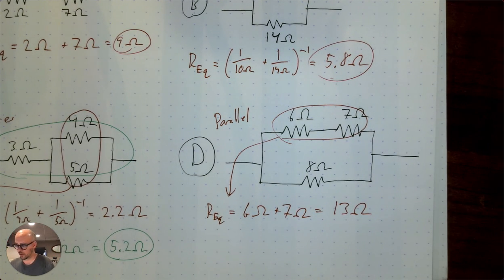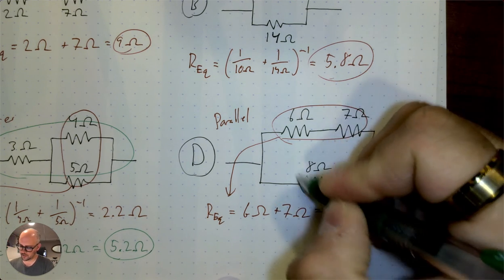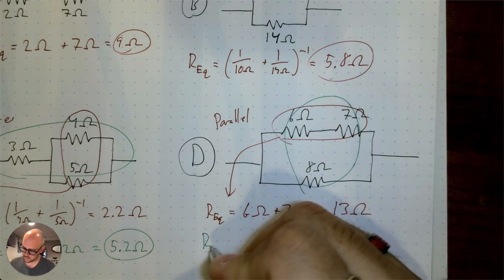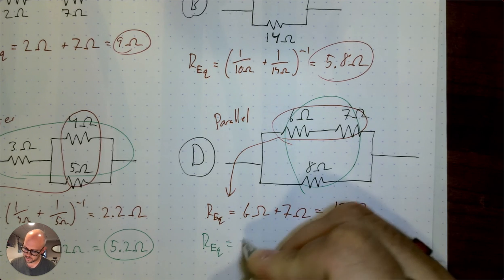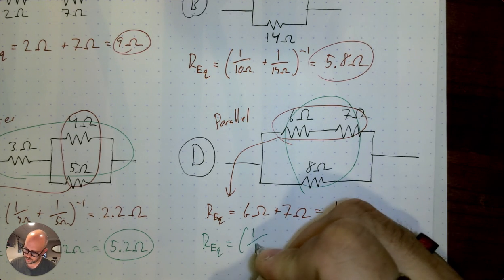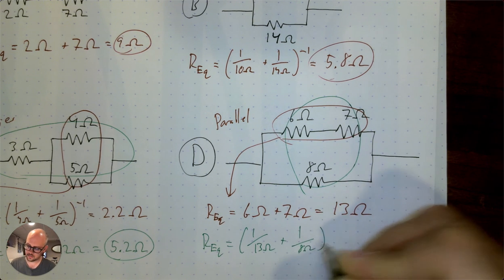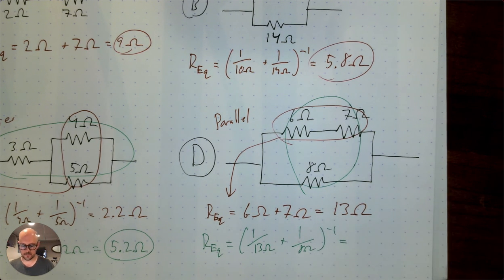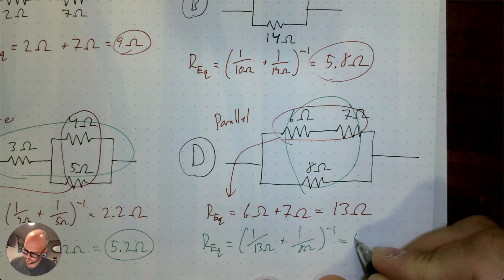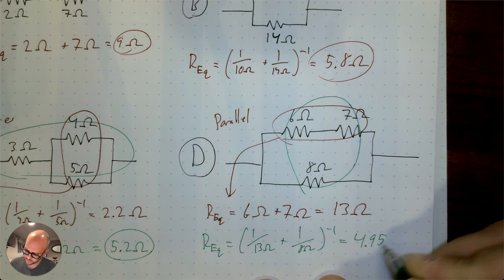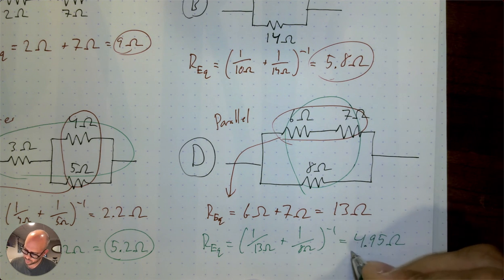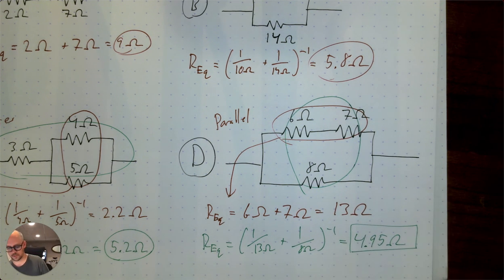Then I go to parallel, because that's the bigger part. I do this, and I say, okay, well, the equivalent resistance is 1 over 13 plus 1 over 8 to the negative first power. 1 over 13 plus 1 over 8, negative first, and I get 4.95 ohms. You probably just round that to 4 or to 5, but you get the point.